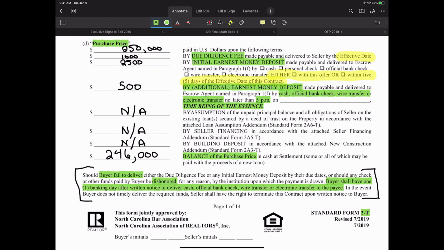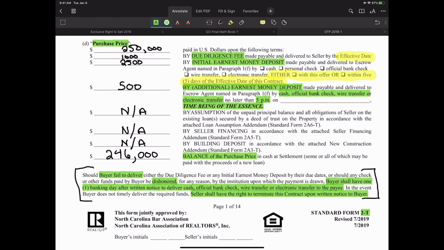Yeah, in theory, I'll have some people say, well, you've got to get me the money in 24 hours, or you have to get it to me by this time, or whatever. It's the end of the next banking day. So make sure you understand this: written notice, one banking day. And then if the buyer does not deliver the funds, the seller literally could give them written notice and kick them out of this contract. That's right. It says right here, the seller shall have the right to terminate this contract upon written notice to the buyer if they fail to give those funds.